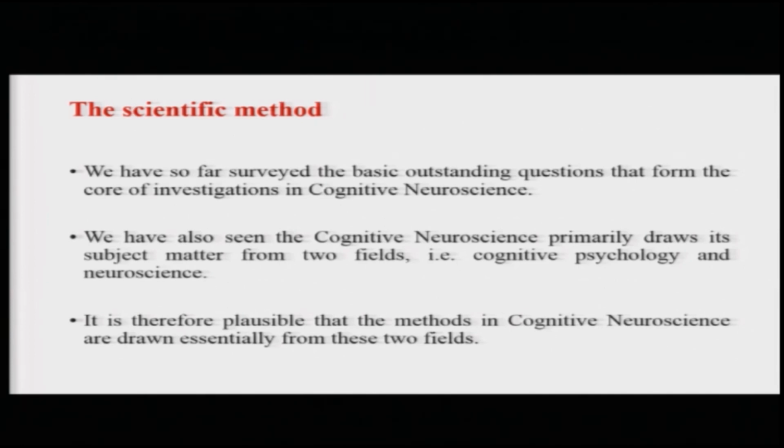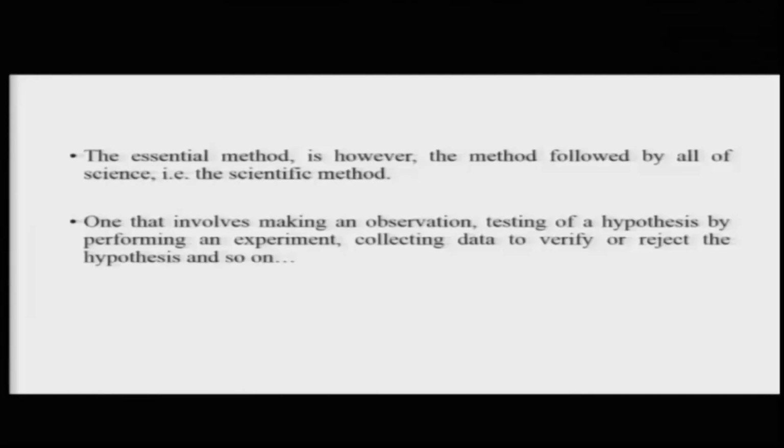Now, cognitive neuroscience, as we saw while making up the definition, derives from cognitive psychology, as in cognition, and it derives from the methods which are used in neuroscience. But the generic method is the basic scientific method, which has a few steps and a basic generic cycle that is very essential. If you remember the hypothetico-deductive model that we talked about, it basically begins with making observations.